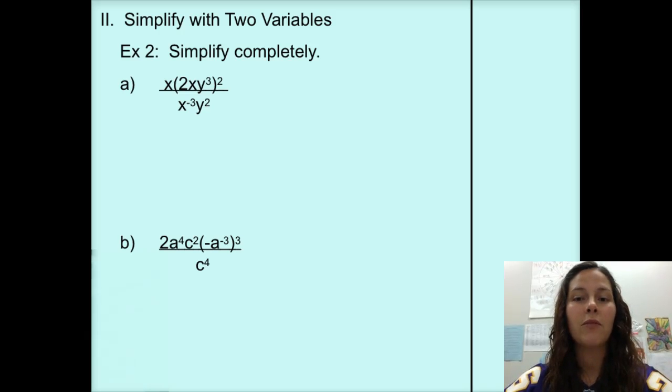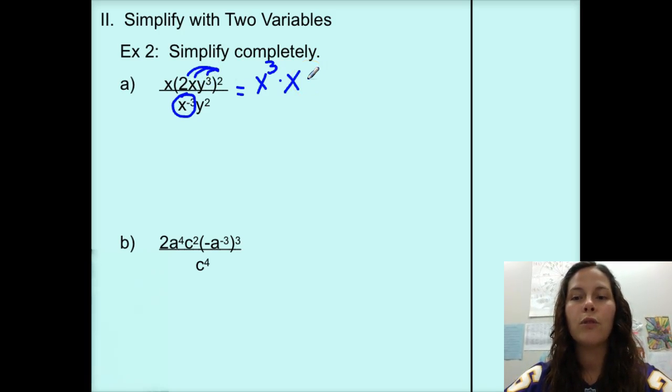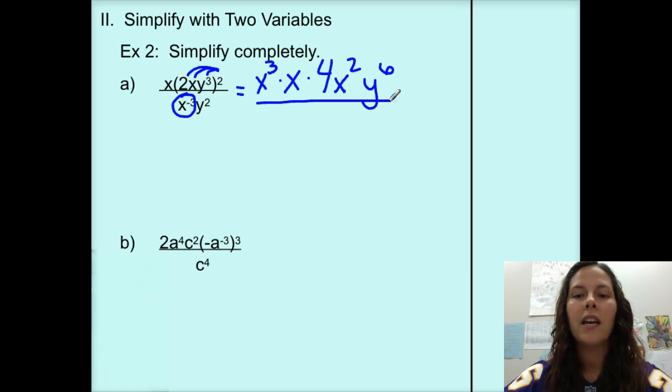Now we're going to take a look at simplifying with 2 variables. We're going to follow the same rules. Our first one, this time I have a negative in the denominator, so I'm going to move that up to the numerator, make that exponent positive. That x on the outside is going to stay an x. In the numerator, I'm going to distribute that 2 to all 3 pieces. So I have 2 squared is 4, x squared, and y cubed squared. I multiply when I have power of a power. Think PMA. Power means you will multiply those exponents. And my y squared left in the denominator.